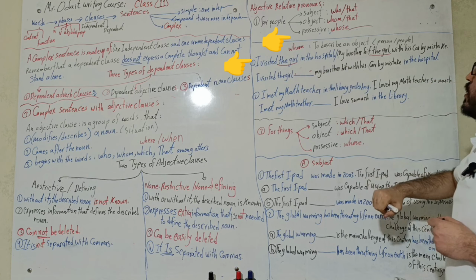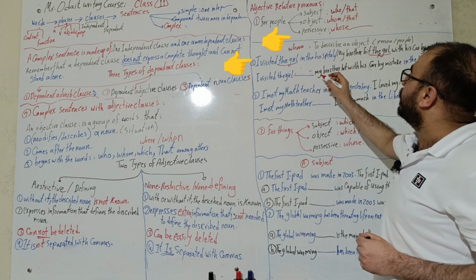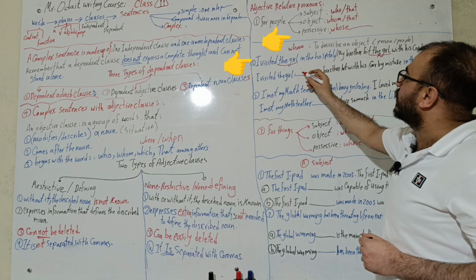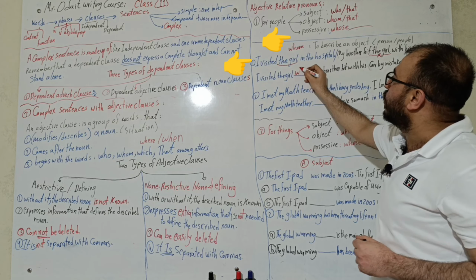Here, my friends, I will insert the other independent clause to make it dependent. Again, I write the same independent clause, but I should delete the repeated object, and I write at the beginning of the dependent clause the appropriate relative pronoun, which is whom, because it's an object.